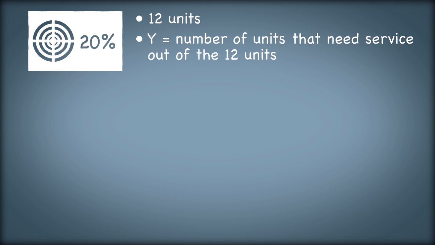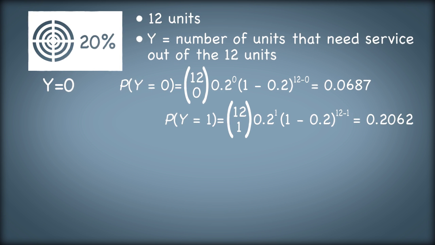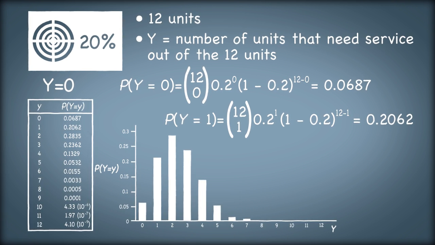Recall that the probability distribution lists the realizations of the random variable along with the probability of each realization. Let's find the probability that y equals 0. That is, the probability that we find no power supply units in 12 that need service during the warranty period. The probability that y equals 0 is 12 choose 0 times 0.2 to the 0 times 0.8 to the 12, which is 0.0687. That is, every time we have a set of 12 power supply units, on average, 6.87 of those sets of 12 will have no units that require servicing during the warranty period. The probability that y equals 1, or the probability that one of the 12 units requires service, is 0.2062. Doing this calculation for all other realizations of the random variable will give us the distribution for y.